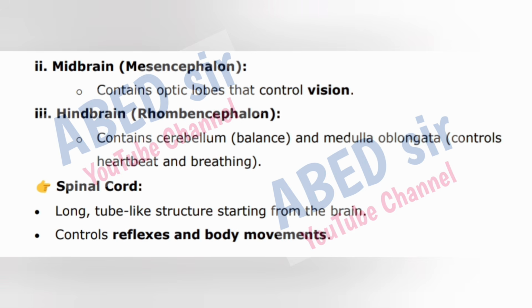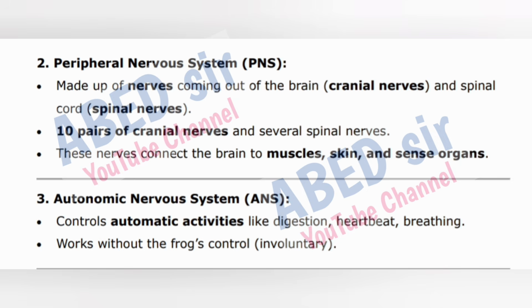Spinal cord. Long, tube-like structure starting from the brain. Controls reflexes and body movements. 2. Peripheral nervous system, PNS. Made up of nerves coming out of the brain, cranial nerves, and spinal cord, spinal nerves. 10 pairs of cranial nerves and several spinal nerves. These nerves connect the brain to muscles, skin, and sense organs.